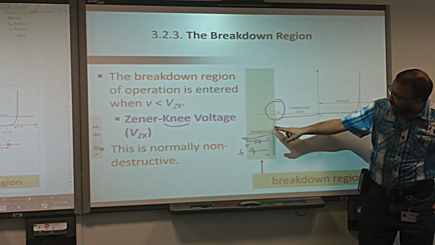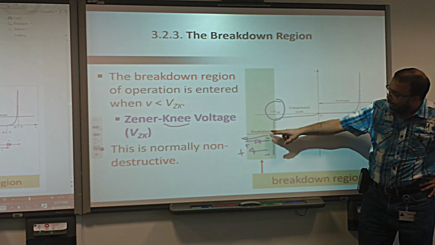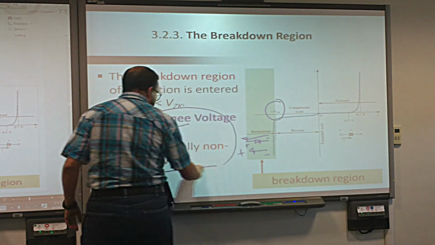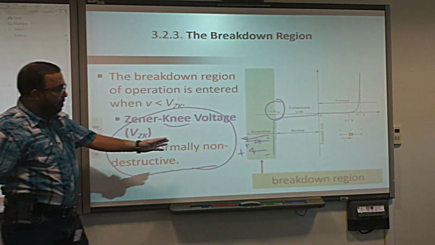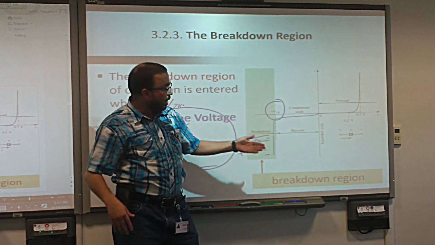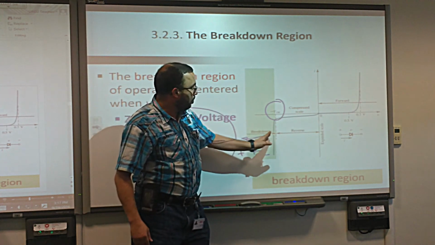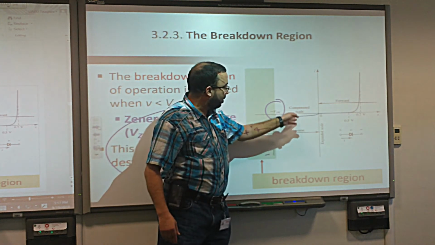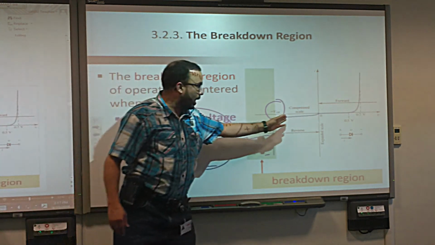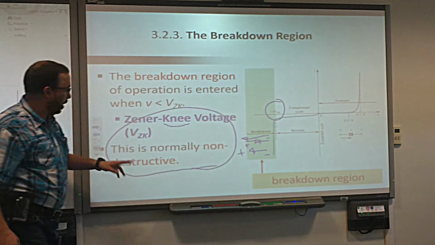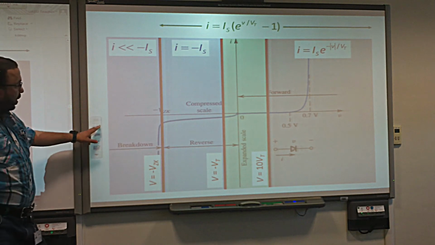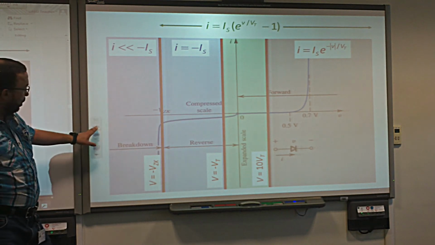Now, if the voltage goes back from here, the breakdown will stop. This phenomenon is non-destructive, meaning the diode does not actually break down here. It's just the name we call it. If the voltage comes back, the diode will be in reverse, almost like an open circuit, and works normally. So it's not destructive. That's it for the regions. This is a summary of that.